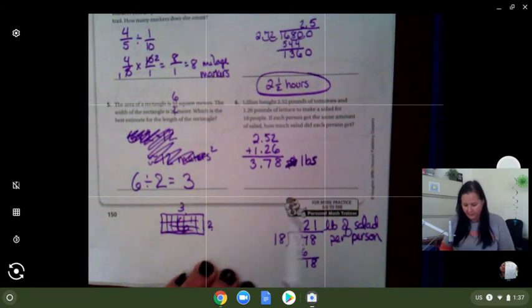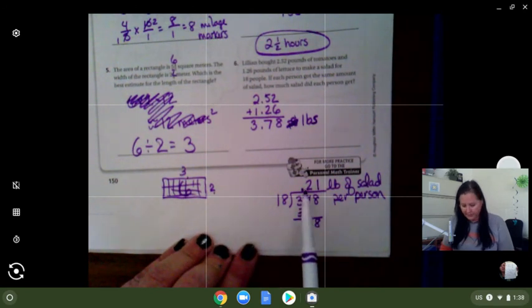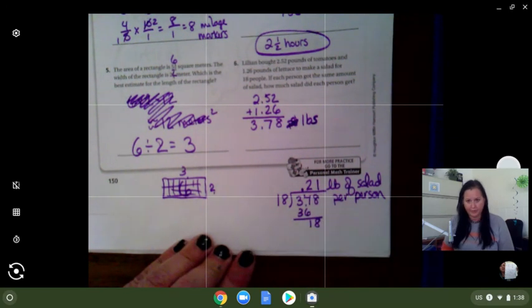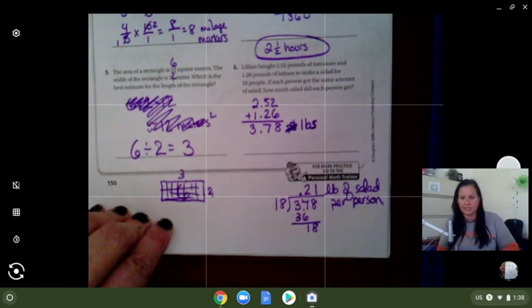All right, then we're going to take the pounds of salad that we have and divide it among the 18 people. So when we divide, we get 0.21 of a pound of salad per person. You can pause that and take a look at it and see how I did my division if you'd like to check it with yours.